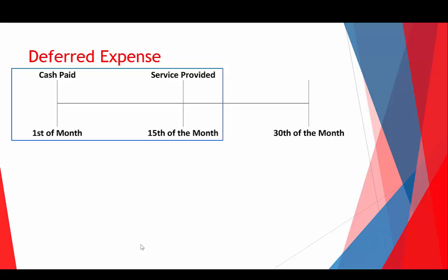All right. So last example here for adjusting entries, we have deferred expenses, where we are paying cash up front for a type of service or good, and then we're not actually receiving that good or service until later on in the period. We are going to defer the expense. We're not going to use it until later. Deferred expense means we're going to defer the expense.